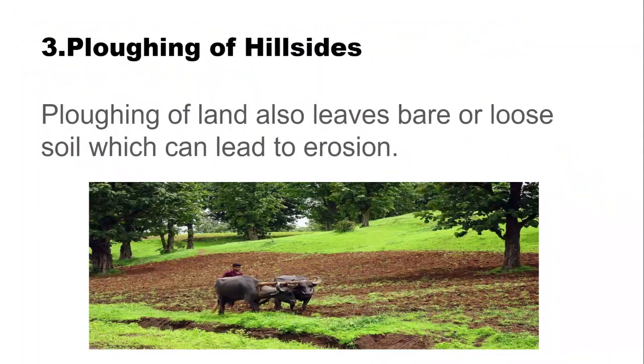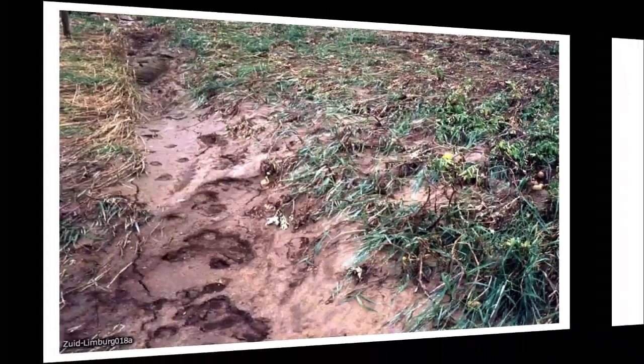Another cause of erosion is plowing of hillsides. Children, plowing of land also leaves bare or loose soil, which causes erosion, and that's how it can cause heavy damage to the environment, and that's how the soil loses fertility. I hope, children, it was clear to you all and you have understood what is erosion and what are the causes of erosion.